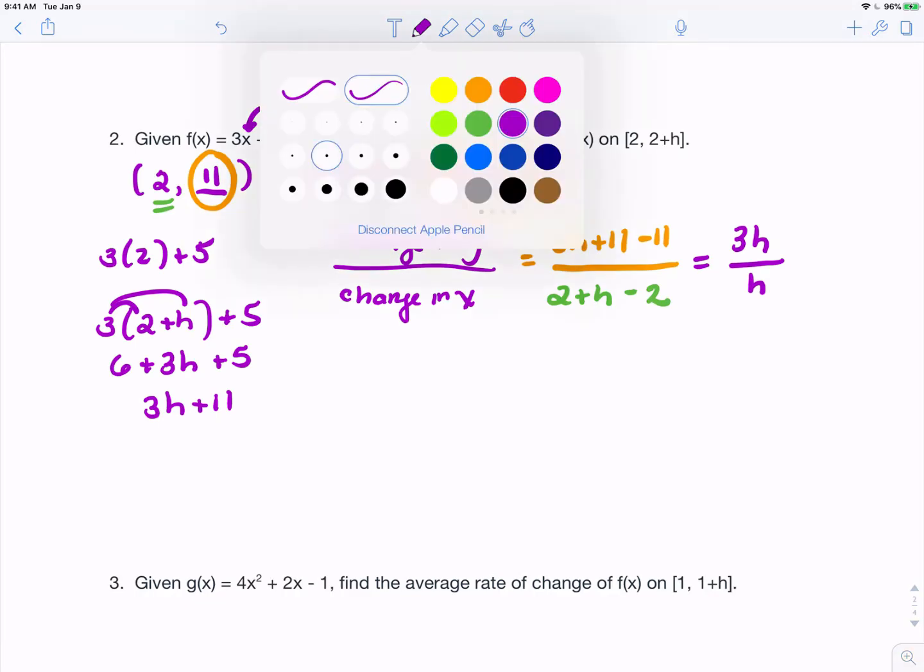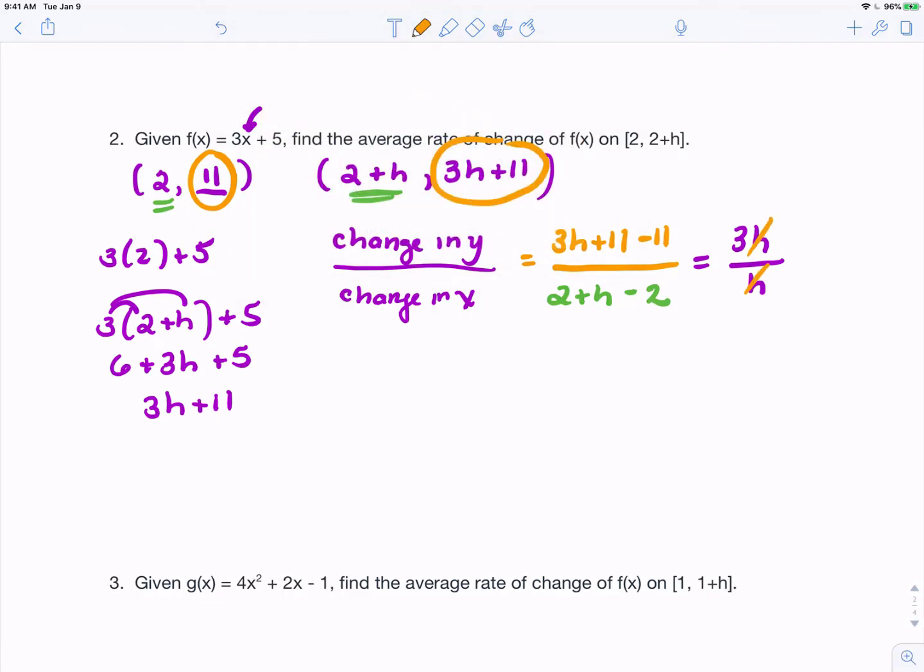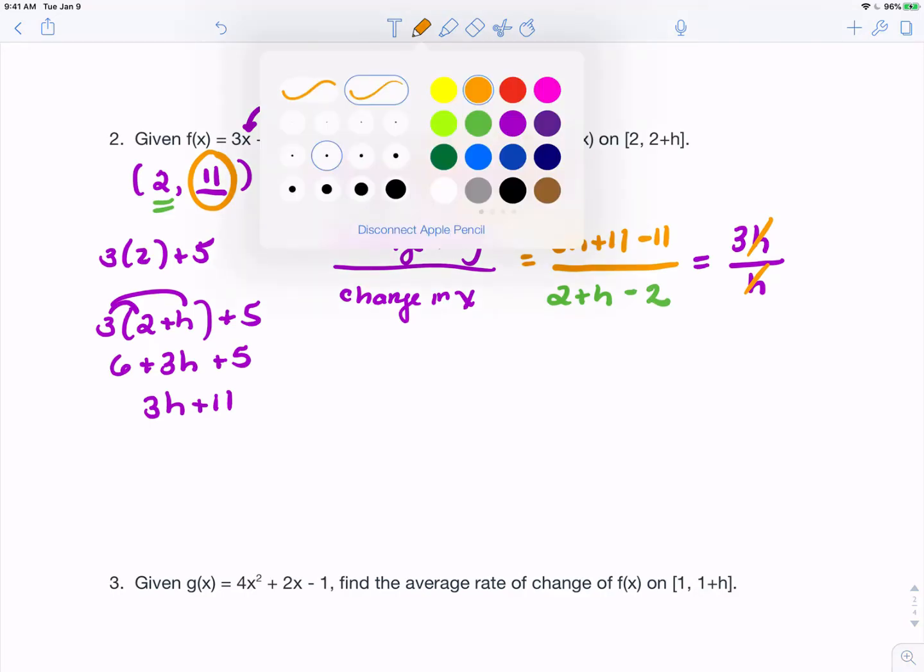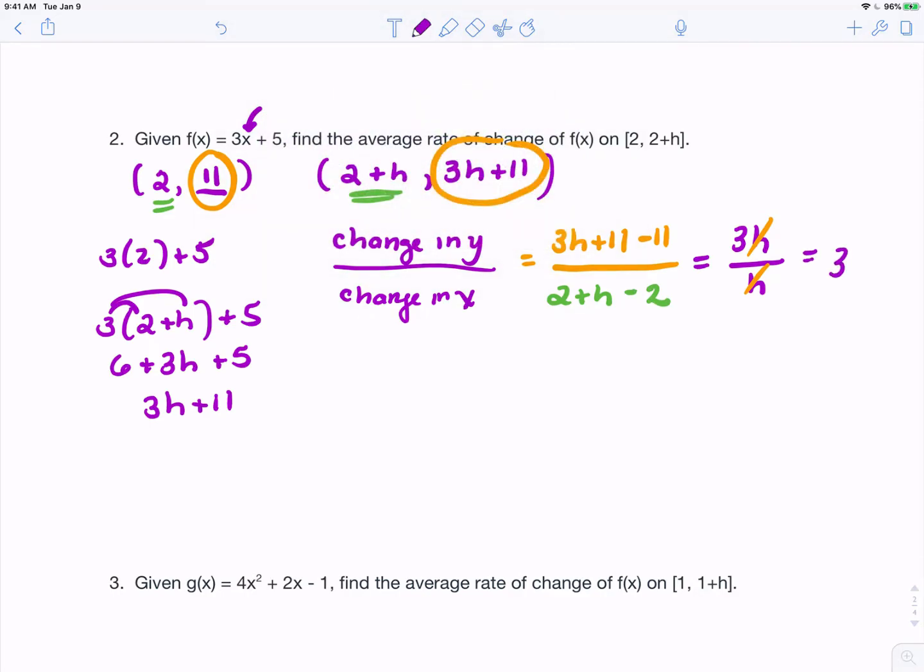Notice that h divided by h is another name for 1, so we can cancel, and so our final answer is 3. And that makes sense because remember, average rate of change is slope, and we already knew this is a linear function, and the slope is 3.